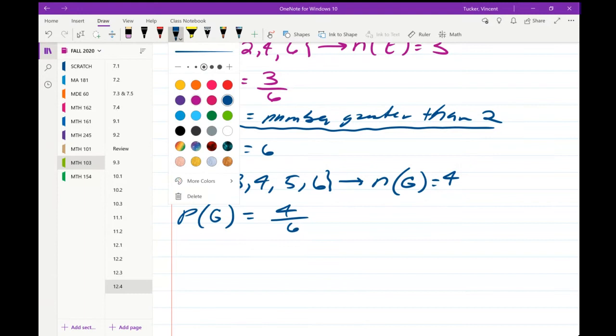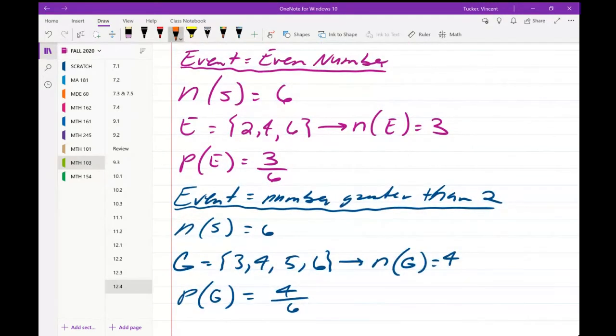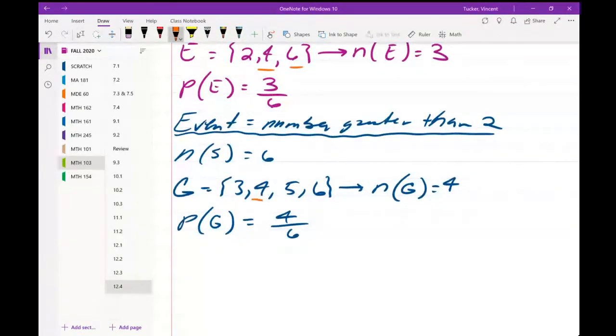And what that is, is that they have something in common. Even numbers: 4 and 6. Numbers greater than 2: 4 and 6. So what's happening is that when you have events that have something in common, when you add their probabilities, whatever they have in common is being counted twice. So in this probability of 3 over 6, I'm counting 4 and 6. And in the probability of 4 over 6, I'm counting 4 and 6. So when I add my probabilities together, I'm counting it twice. So that's why I have to subtract what they have in common.